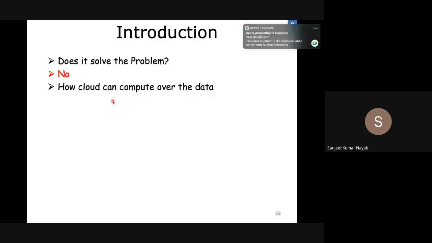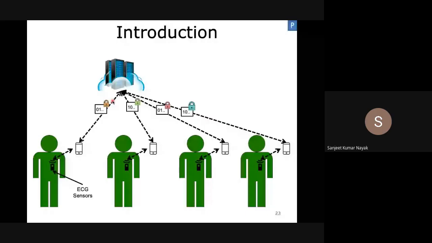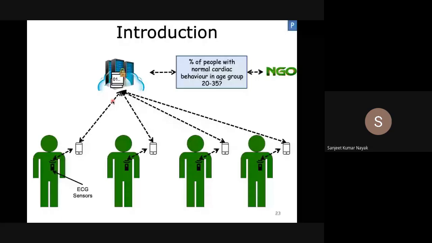There can be an NGO whose job is to ask such questions. What is the question? The question is the percentage of people with normal cardiac behavior in the age group 20 to 35. Some NGO may ask such questions. Then we need to answer such questions. We, meaning the cloud service provider, need to answer, because this is a genuine question.